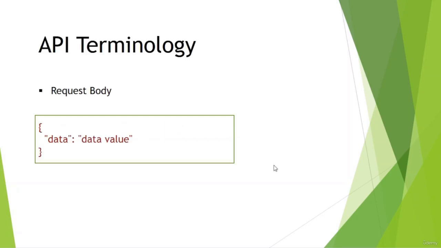Then comes request body. Request body is the actual data that you will be sending in your API call on which server will take certain action. There are other ways as well to send your data to the server. However, request body is the most secured way, especially when your API is creating, updating, or deleting something on the server.